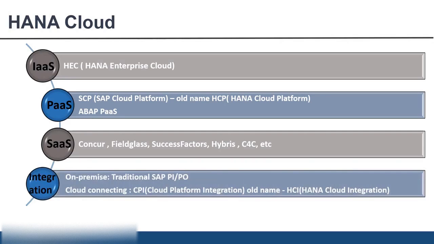And for integration, SAP has again introduced different integration platforms. PIPO you already know, which is used for on-premise, and for cloud connecting, SAP has introduced CPI, that is Cloud Platform Integration. The old name of this product is HCI, HANA Cloud Integration, which is now CPI, Cloud Platform Integration.